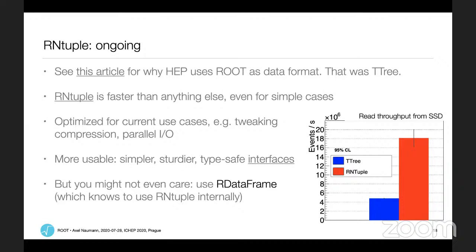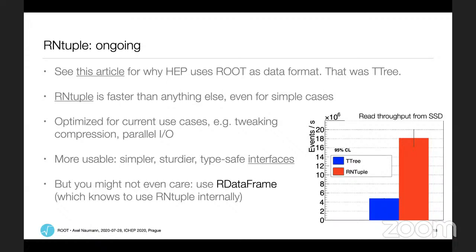Thank you. Then we're working on a T-tree replacement. There is an article that explains why high energy physics is using T-tree, simply because it's the fastest for our kind of data. Now, our RNTuple is much faster than that even. Here's a nice plot that shows the factor of speed improvement for irregular analysis where you read data from SSD. We are optimizing this for the current use cases, for example, tweaking compression and parallel I/O. We're making it simpler and sturdier to use, but actually, likely you shouldn't be using that at all.